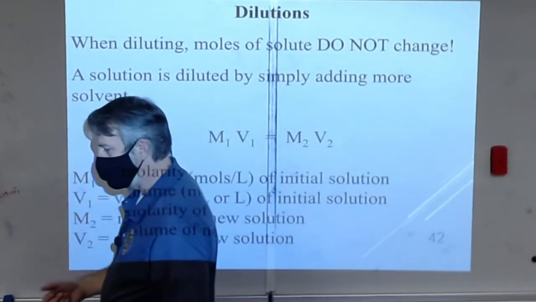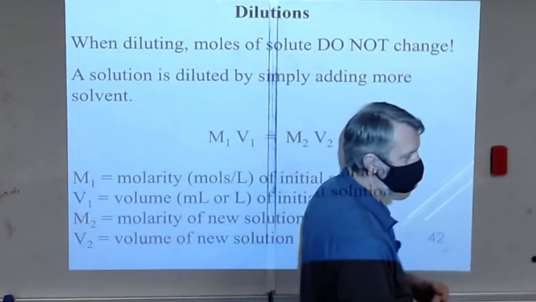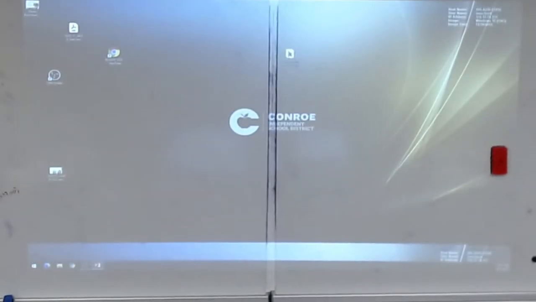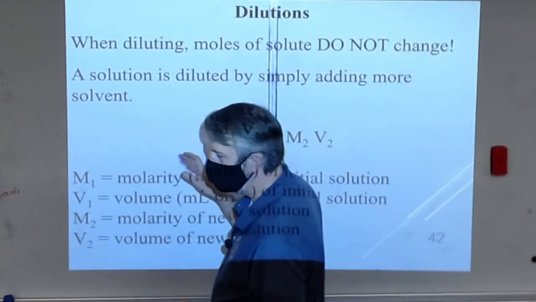If I need to dilute solutions, which is very common, I'm going to use this formula: M1V1 equals M2V2. This mathematically probably looks very familiar to you. We had a formula on the last test that looked like this one. What was that? Exactly, it was Boyle's law, where we had the relationship between P1, V1, P2, V2. In this case, the M is molarity.